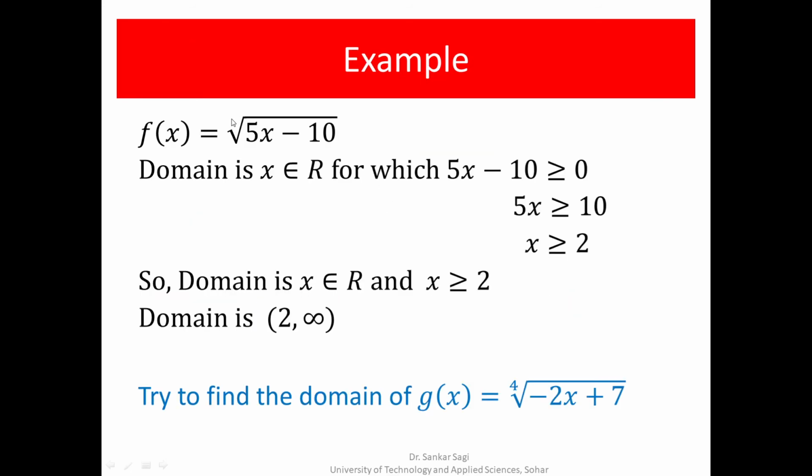It is a square root where n is 2. Therefore, inside the square root, that is 5x minus 10, should be greater than or equal to 0. And if we simplify, 5x greater than or equal to 10, and from that we get x greater than or equal to 2. So the domain is any real number x belonging to R with the condition that x is greater than or equal to 2. So you can take any real number which is greater than or equal to 2.